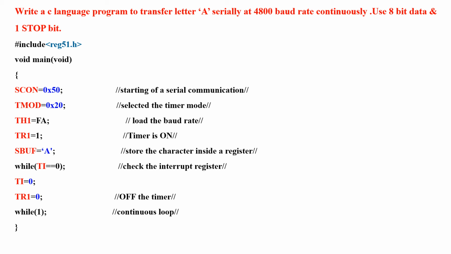Now we are going to transfer character A serially. So this character is loaded to the SBUF register. Keep monitoring the transmit interrupt flag. As soon as the character is transferred, the flag gets set, and we clear it. Similarly, stop the timer using the instruction TR1 equals 0. And the while(1) instruction shows that this happens continuously in a loop.